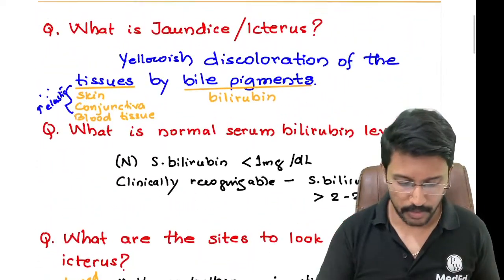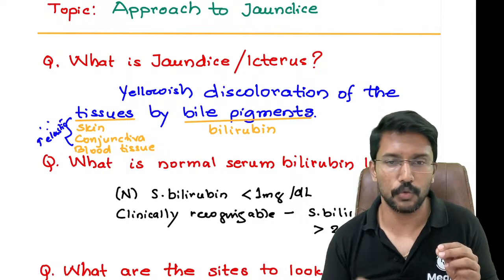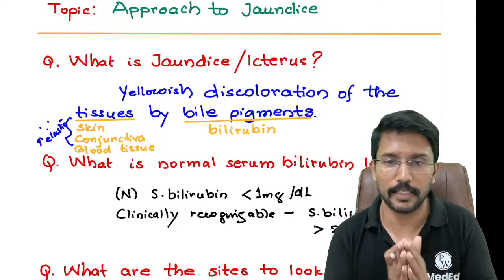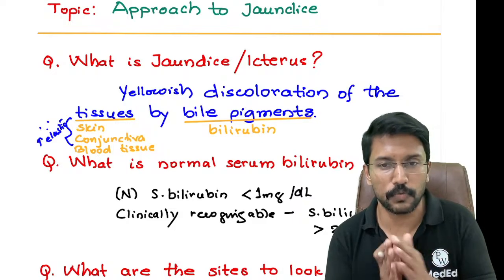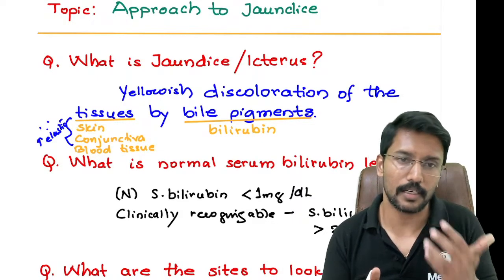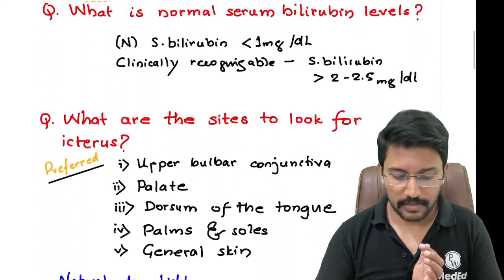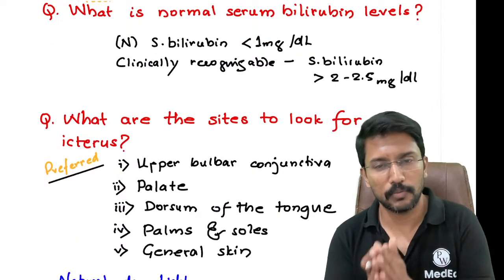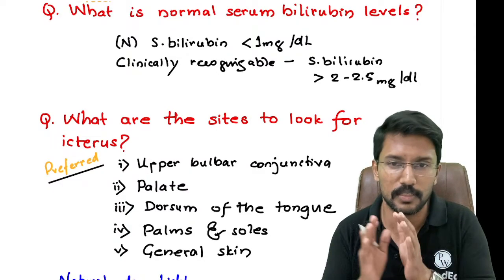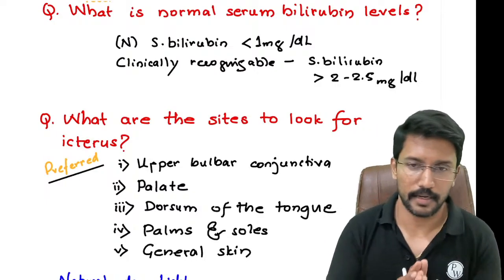So giving you a quick summary again, what is jaundice or icterus? Yellowish discoloration of the tissues due to deposition of bilirubin. Bilirubin has an affinity for elastin, that is why it gets deposited in those tissues where the concentration of elastin is high. That includes skin, conjunctiva and the blood vessels. Okay. Normal serum bilirubin is usually less than 1 milligram per deciliter. When it crosses 2.5 milligrams per deciliter, clinically jaundice becomes apparent. Between 1 to 2.5, only laboratory investigations can identify it.